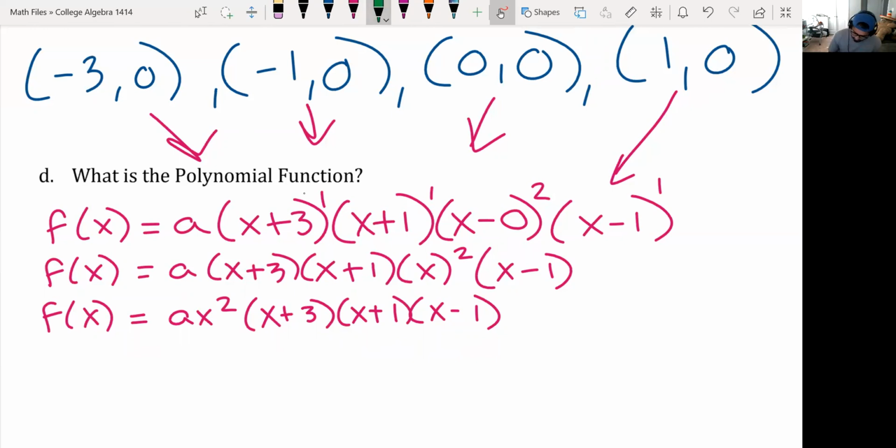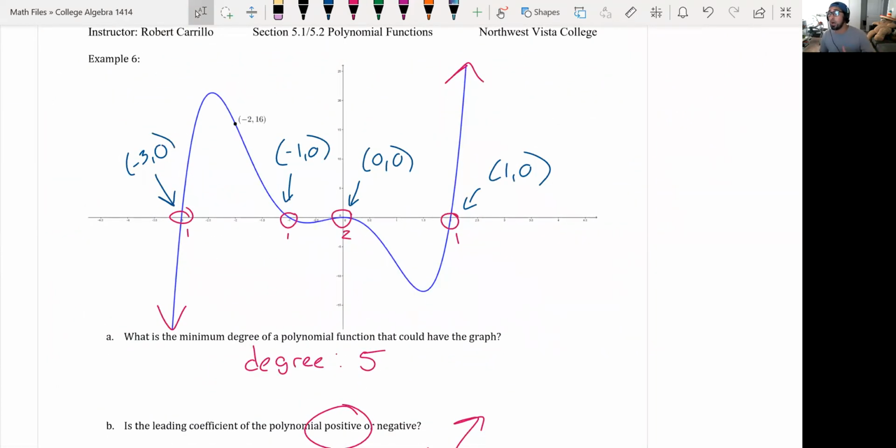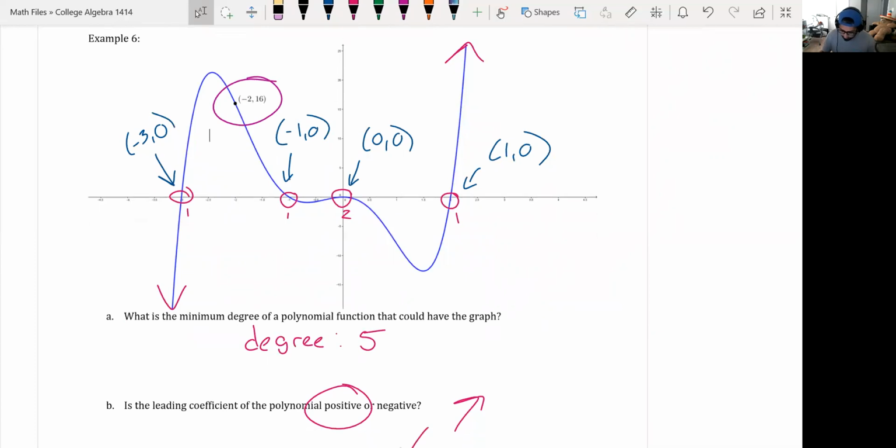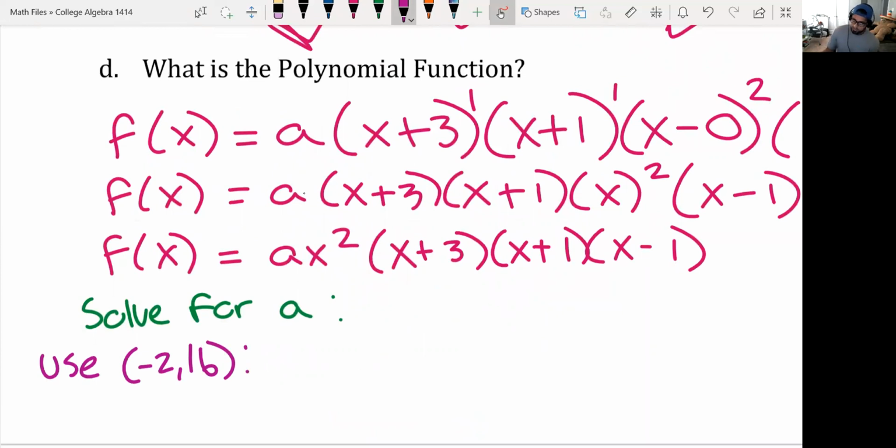I could have done it on the last one to be neat. And to solve for a, we need an xy value that is not an x-intercept. And lo and behold, there it is, given to us, -2, 16. That's what we'll use. And plug in -2 for every x.